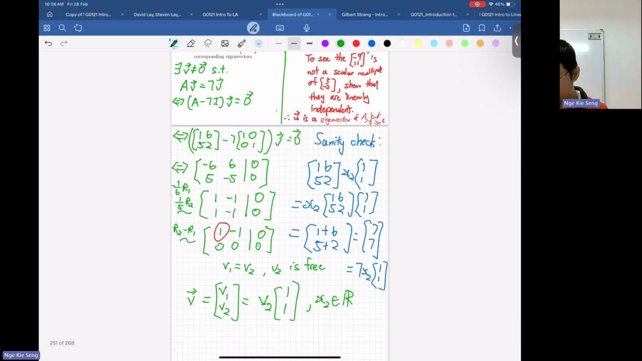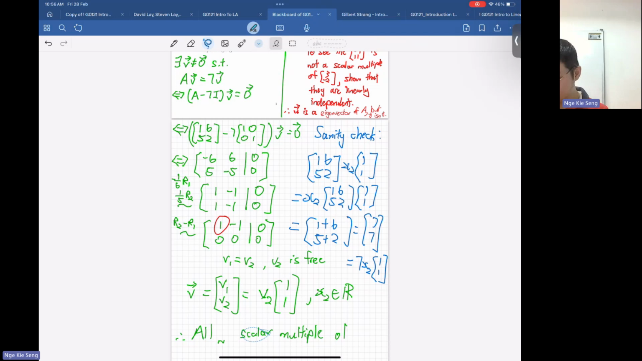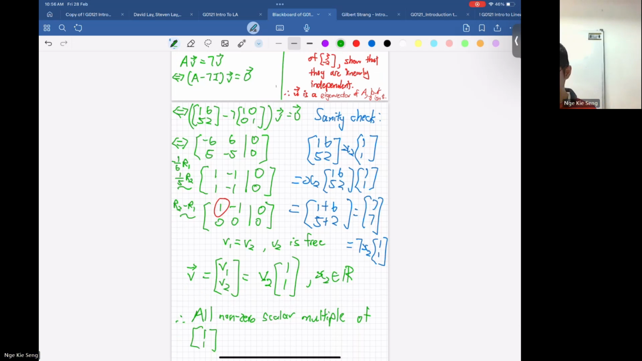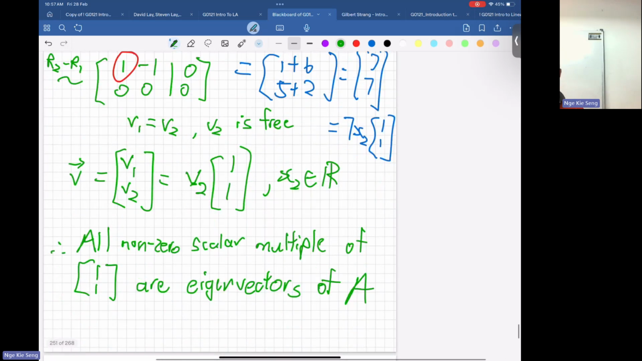So if I want to make a conclusion, all scalar multiples, okay, not just scalar multiples but non-zero scalar multiples because we don't want the zero vector, of 1, 1 are eigenvectors of this matrix A.